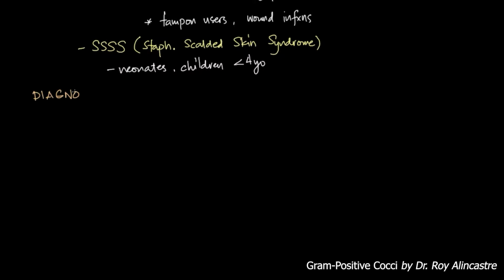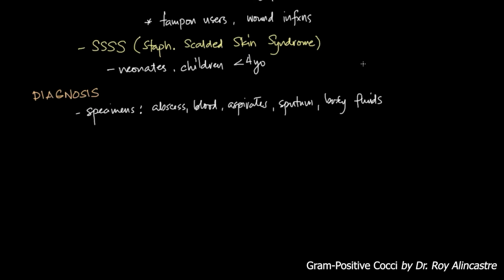Now, how do we diagnose? For diagnosis, we can use swabs or aspirates from an abscess, from blood, or from sputum, or other bodily fluids, depending on the localization. You already know that Staph aureus will appear as gram-positive cocci in clusters in smears. Of course, we cannot distinguish Staph aureus from the other less pathogenic staphylococci on smears. So we will have to use another way.